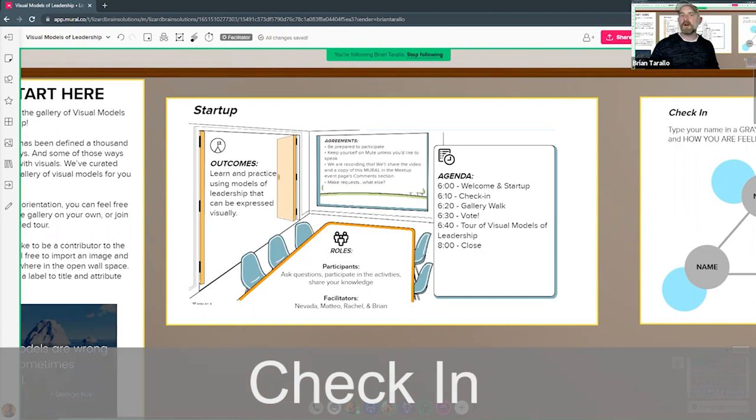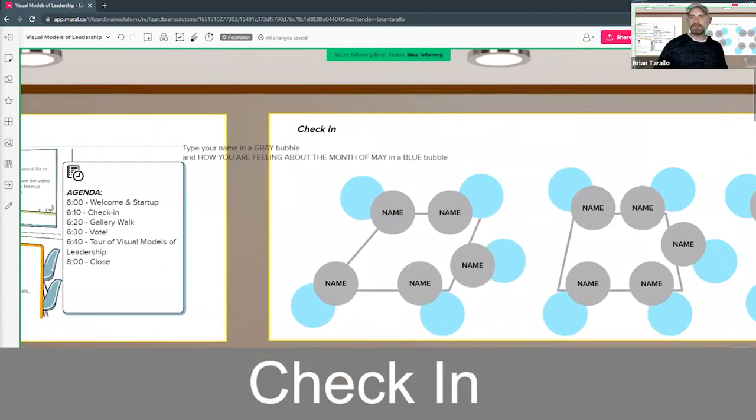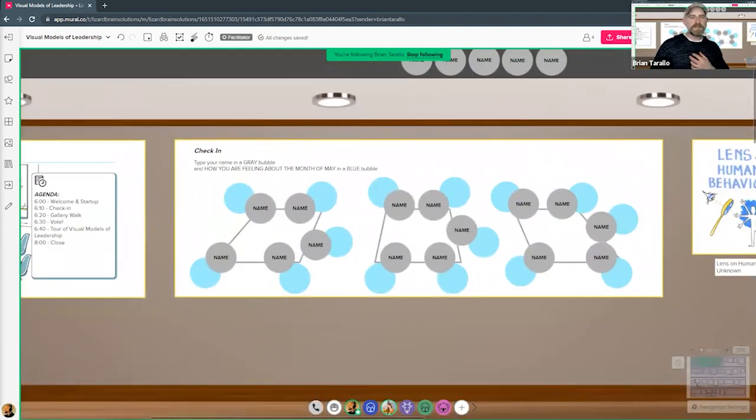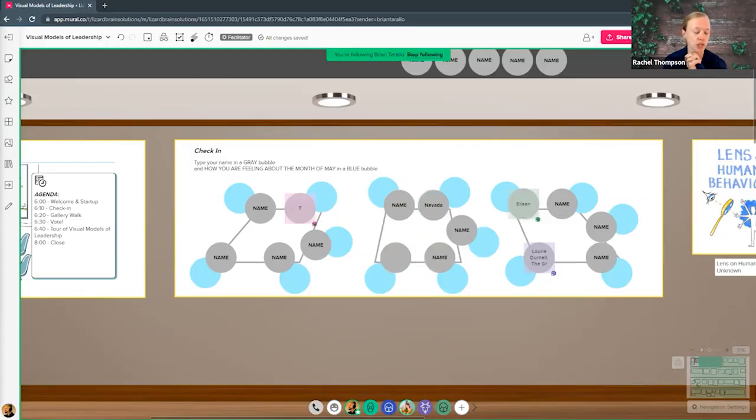So we are going to kick off with a check-in. Let me pull everybody over here. Rachel, can I ask you to do the check-in? Sure. In the mural, claim a gray circle and put your name in it. Make sure you don't type over someone else's. I want everyone to have their own gray circle. Then in the blue circle, write a word or phrase about how you're feeling about the month of May. Professionally, personally, randomly, you can take that prompt in whichever way you'd like.